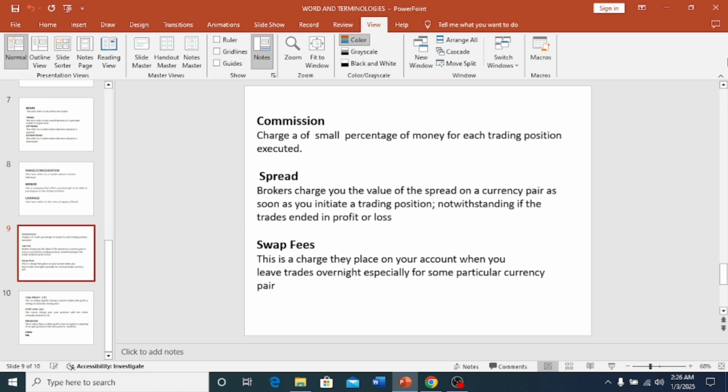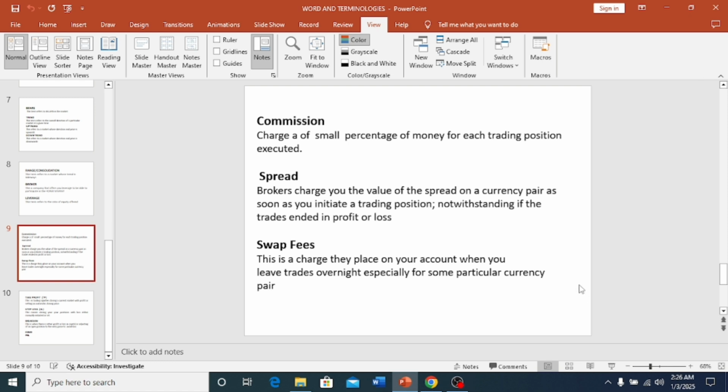Next, we have commission. Commission is a charge of a small percentage of money for each trading position executed. Right now, I'm trading with a zero spread brokerage service. They don't give me any spread, so the only thing they take from me is commission. Whenever I place a position, they take a small amount out of my account as commission. Commission varies from one brokerage service to another. All the brokers have different ways of charging their commission, but they have to take something, of course. So now spread. I just spoke about this in my last video.